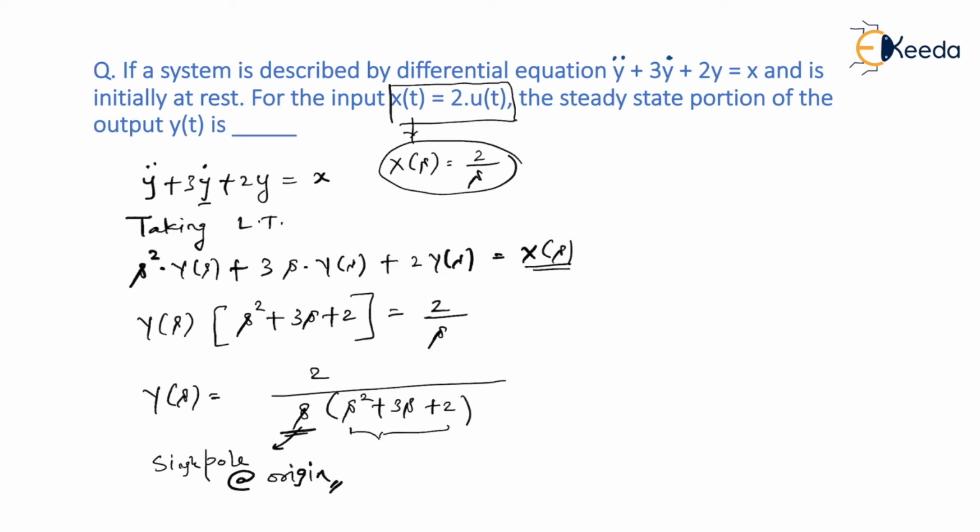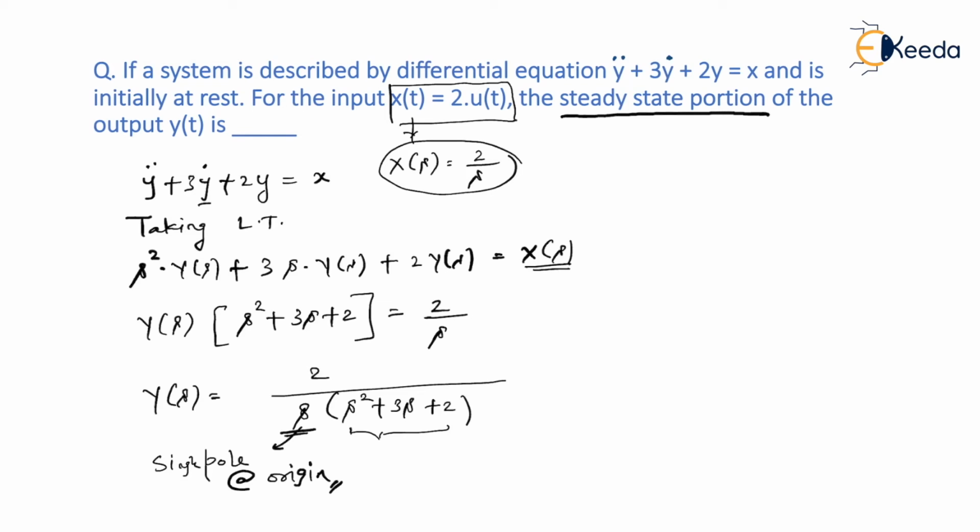But please understand, since they have asked for the steady state portion, we need to find the inverse Laplace transform of Y(s), and then get y(t), and in y(t), by observing you can tell what the steady state portion is. Please understand, we don't have to apply the final value theorem to get y of infinity. They are not asking you y of infinity, they are asking you the steady state portion. So there is a difference between steady state portion and steady state value. So let us take the inverse Laplace for the same.